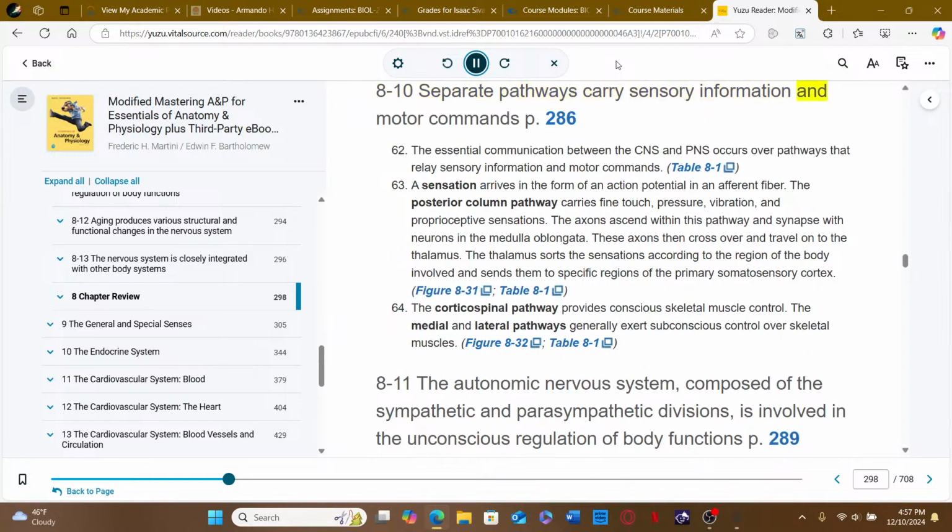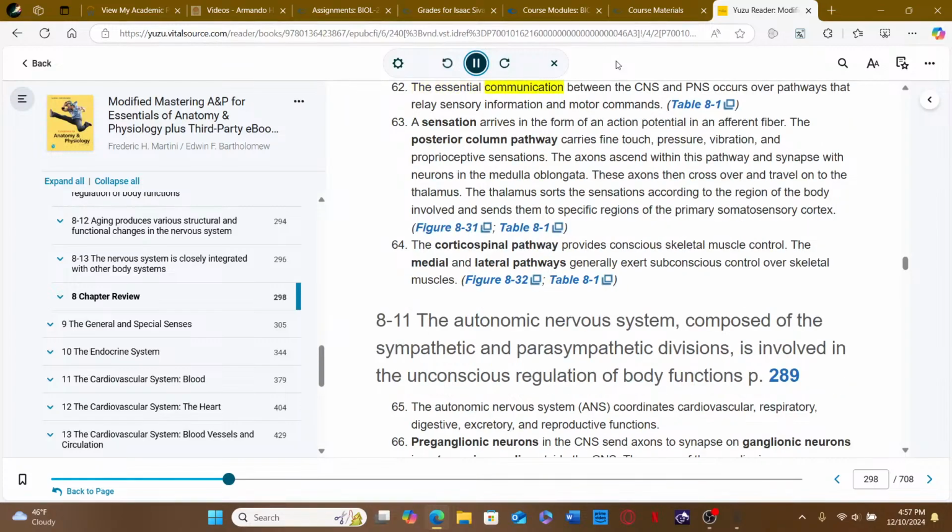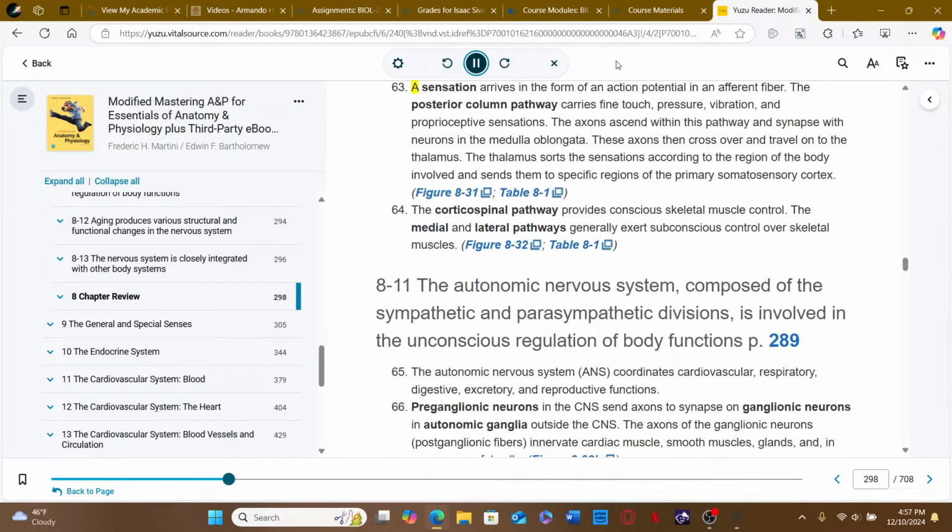8-10 Separate pathways carry sensory information and motor commands. The essential communication between the CNS and PNS occurs over pathways that relay sensory information and motor commands. Table 8-1. A sensation arrives in the form of an action potential in an afferent fiber.